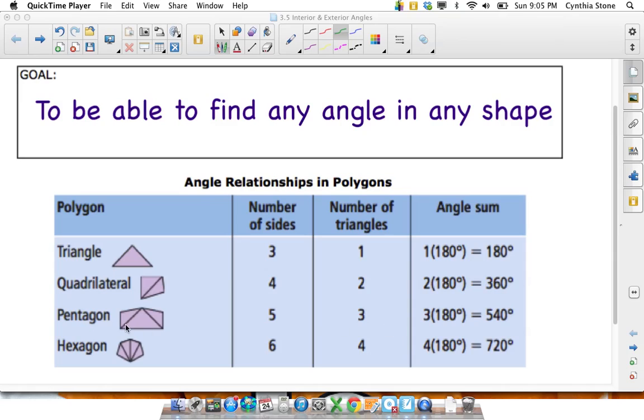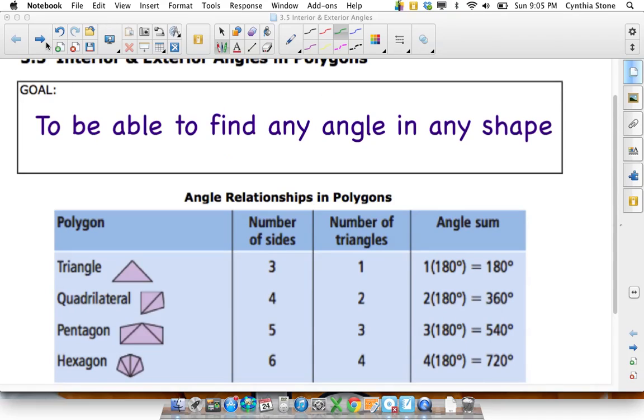And this pentagon, I can make it into 3 triangles. That means its inside must be 3 times 180. So it's 3 triangles, 1, 2, 3. So the angle sum must be 3 times 180, and etc., etc. So that's the basic idea, finding any angle. But there's actually a nice, easy equation I can give you.